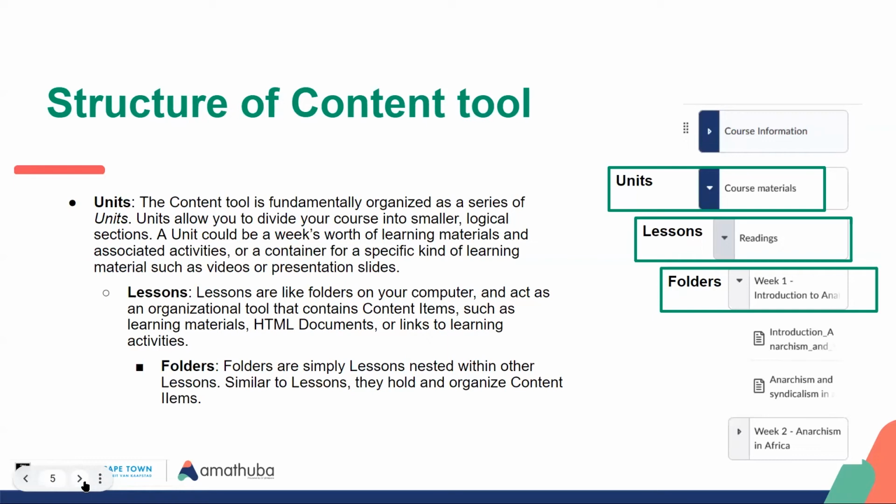Okay, let's talk about the structure of the content tool. The content tool allows us three levels of information. And in the Amathuba system, in the menuing system that you will see, they talk about units, lessons, and folders. The units level is fundamentally, I think of it as almost like a contents page or a break page in a chapter.